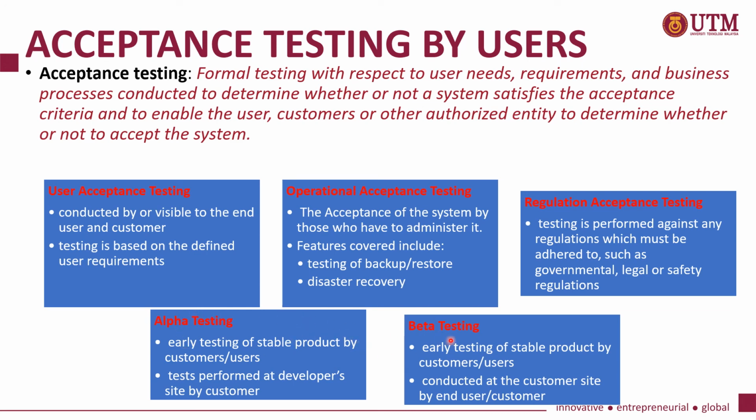The fourth and the fifth acceptance testing are called alpha testing and beta testing. Both are the same in terms of the testing being done by the customer or user, but the difference is the location where the testing is conducted. In alpha testing, the test will be performed at the developer site, while in beta testing, the testing will be conducted at the customer side. But again, in both of them the testing will be conducted by the end user, but the location is different.